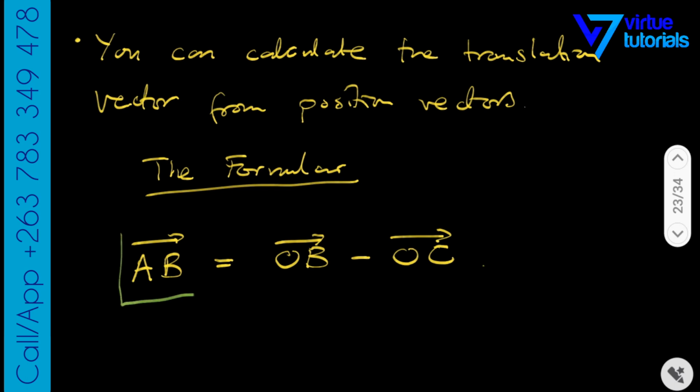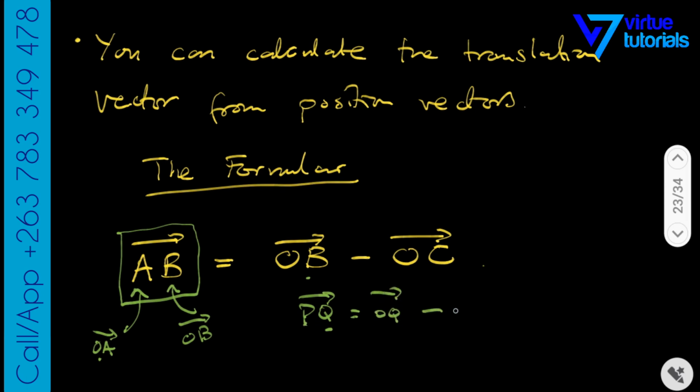If ever I'm asked to find the vector AB, if I know OA and I know OB, the practice is that I take the second one, OB, the vector, and subtract the first one, OA, right? That's the practice. If I had PQ, I'll take the second one here, OQ, and subtract the first one there, OP. So that is the standard practice. When you're given position vectors, you can use them to find a translation vector that translates between those 2 points.